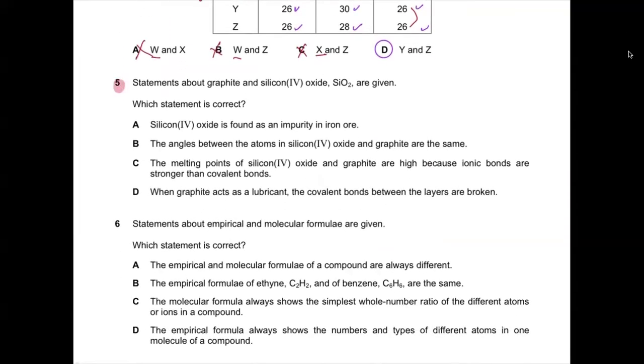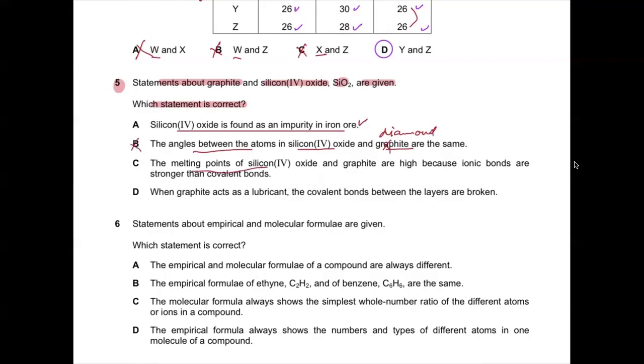Now, MCQ number 5. Statements about graphite and silicon 4 oxide are given. Which statement is correct? Silicon 4 oxide is found as an impurity in iron ore. Yes, it is. That's what we studied in the extraction of iron. So it seems correct. The angles between the atoms in silicon 4 oxide and graphite are the same. No, silicon 4 oxide and diamond are actually the same. So with graphite, it's not the same.